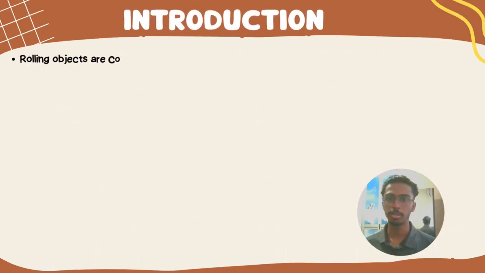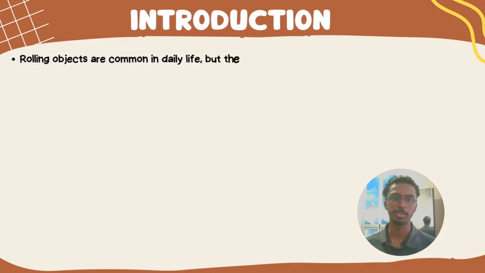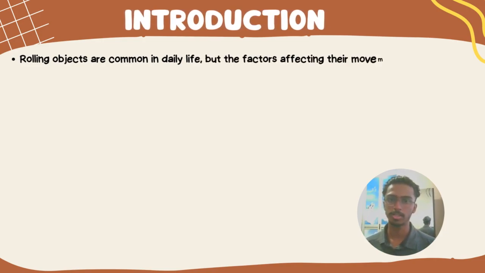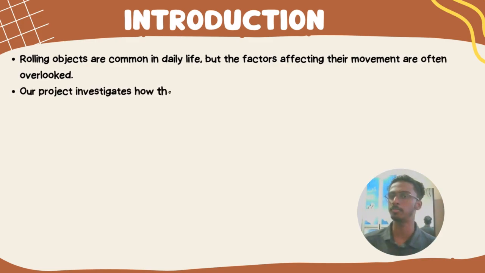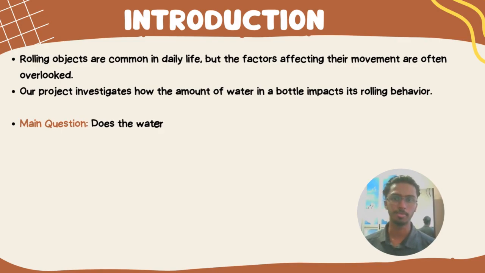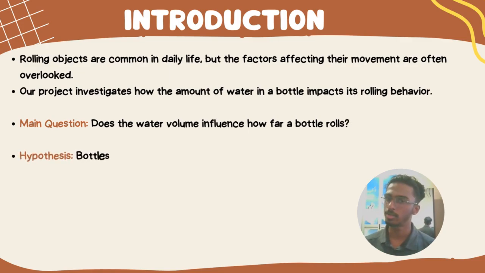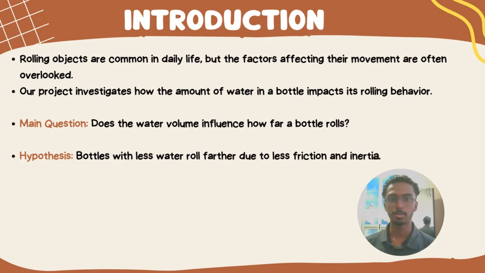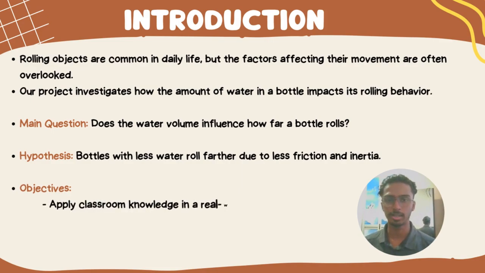Good morning, everyone. Today, my team and I will be presenting a project about rolling objects, something we often see in daily life, but don't really think much about the factors affecting their movement. For our investigation, we focus on how the amount of water in the bottle influences its rolling behavior. Our main question is: does the water volume influence how far the bottle rolls? Based on our understanding, our hypothesis is that a bottle with less water will roll farther. This is because with less water, there's lower friction and less inertia, allowing the bottle to travel a greater distance.